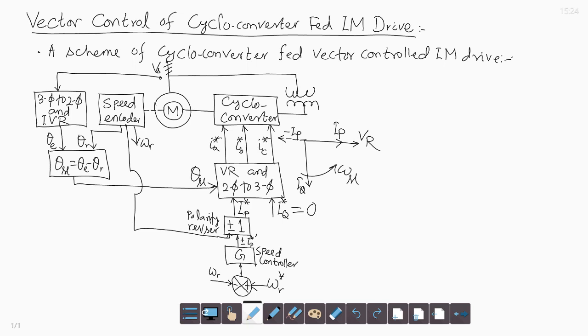As we understand, this is the slip ring induction motor, and the stator is directly connected to the 3-phase supply, and the rotor terminals convert the rotor slip frequency EMF through a cycloconverter and connect back to the supply through a transformer. Now for the vector control of the cycloconverter controlled Scherbius drive, this is a Scherbius drive. Cycloconverter controlled Scherbius drive.